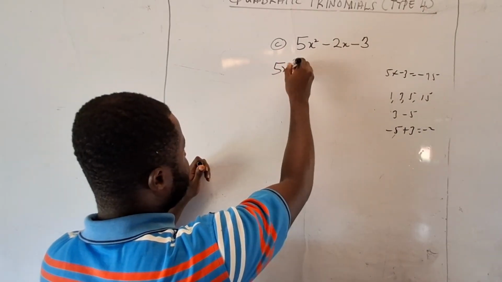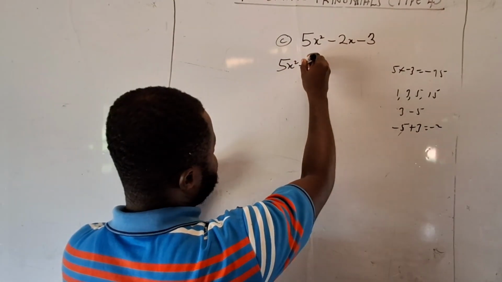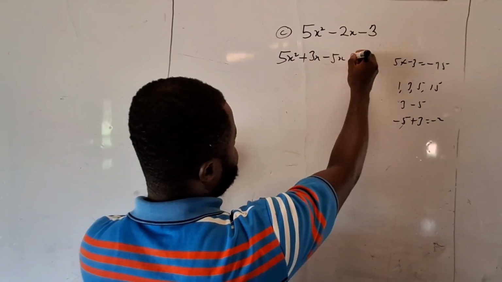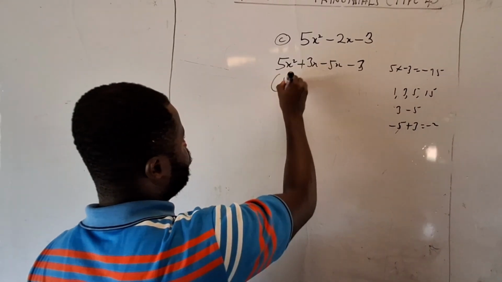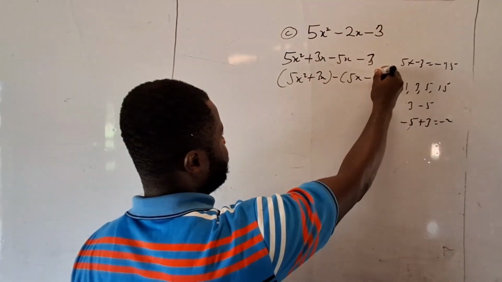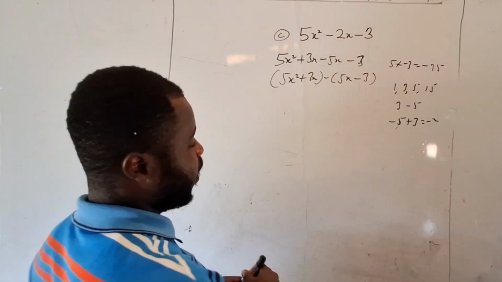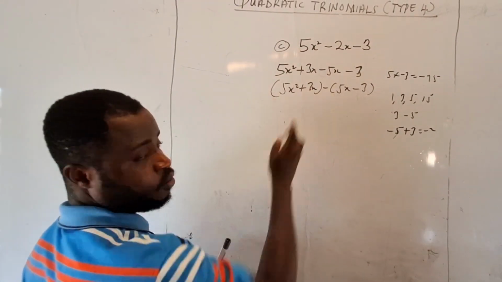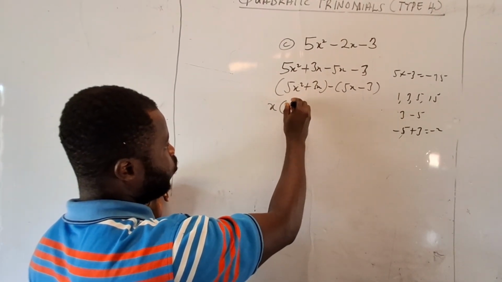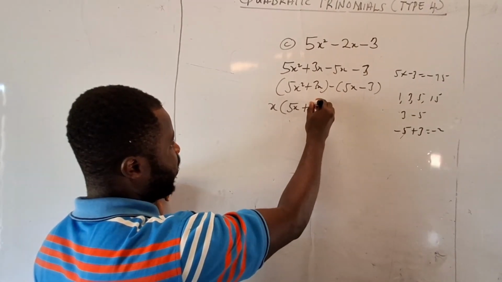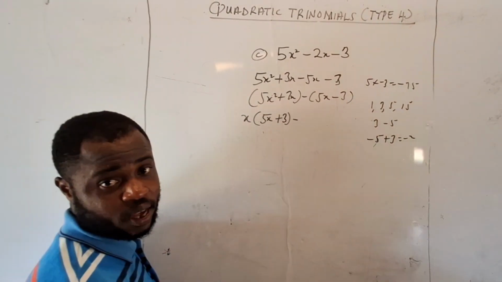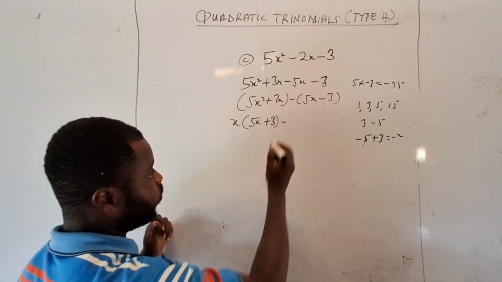So we can have our 5x squared plus 3x minus 5x, then minus 3. To group them, 5x squared plus 3x, then minus 5x minus 3 here. The highest common factor, we don't have highest common factor for 5 and 3, so the letter x will be the common factor here. So here we'll be left with 5x, then here will be plus 3. Minus, there's no highest common factor for 5 and 3, so we are going to use 1. Yes, it will be 1.